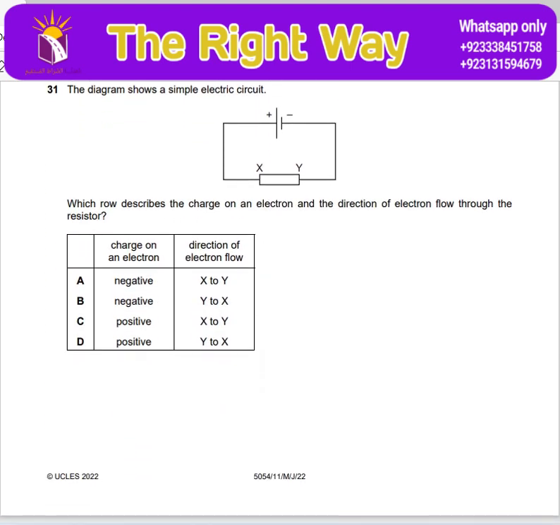The diagram shows a simple electrical circuit with a battery and a resistor XY. Positive, negative, a DC battery and a resistor. Which statement describes the charge on an electron and the direction of electron flow through the resistor? We know that electrons flow from the negative toward the positive terminal. What is the charge on an electron? The charge on an electron is negative and it will flow from Y to X.